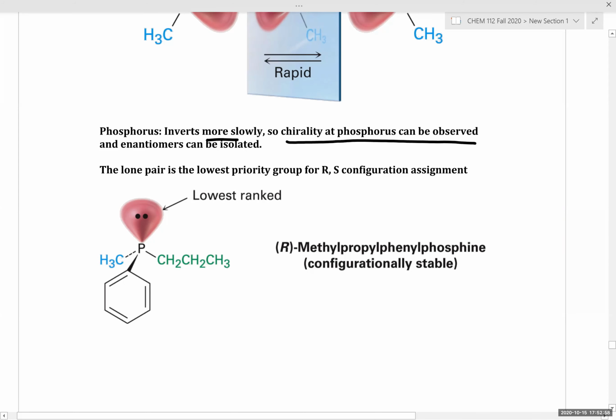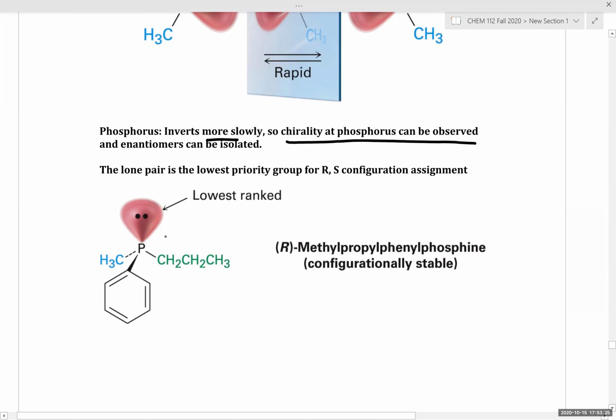You also see some temperature dependence where phosphorus can undergo inversion at higher temperatures. This is partially why many chiral ligands and additives that are used to influence the stereochemical outcome of a reaction and create a chiral environment around a catalyst are often based on phosphorus.